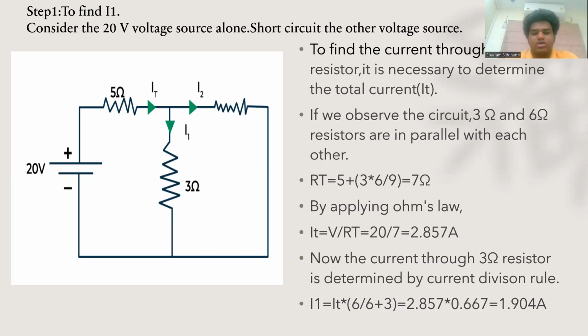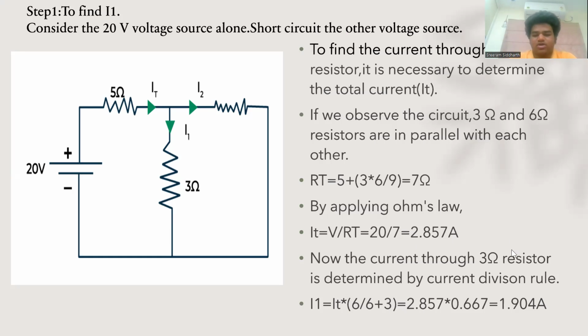So we'll be getting equivalent resistance as 7 ohms. With that, we'll be finding the total current. Total current is V by R equivalent, which is 20 by 7. We'll be getting 2.857. Now the current I1, we will be getting as total current into the parallel current factor, which is 2.857 into 0.667. You can see the calculations.